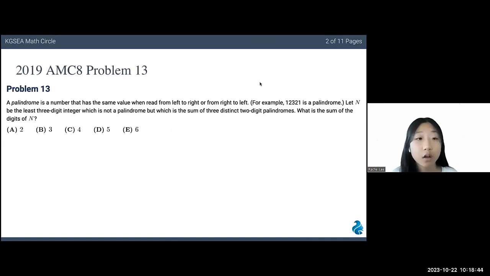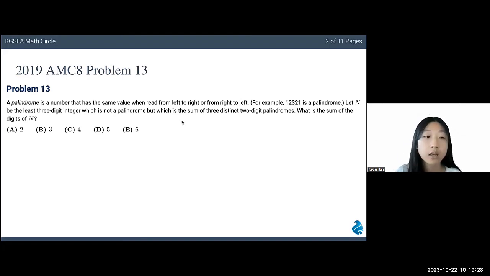The first question that I'll be talking about is the 2019 AMC 8 problem 13. This question is relatively easy to solve because it's an AMC 8 problem, but it'll be good for you to warm up your brain and to have a better idea of how numeric palindrome questions appear in AMC problems. The question reads: a palindrome is a number that has the same value when read left to right or right to left. Let n be the least three-digit integer which is not a palindrome, but which is the sum of three distinct two-digit palindromes. What is the sum of the digits of n?